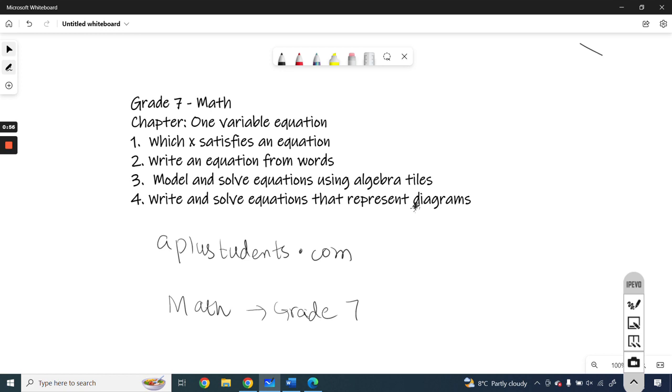So let's start with the chapter. Here is the list of the lessons we are going to cover today. The lessons are: which x satisfies an equation, write an equation from words, model and solve equations using algebra tiles, and write and solve equations that represent diagrams. So let's start with the first lesson, which x satisfies an equation. Let me just write down the lesson name, then we'll start.